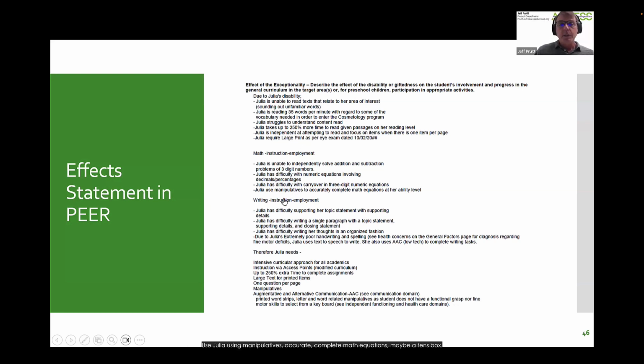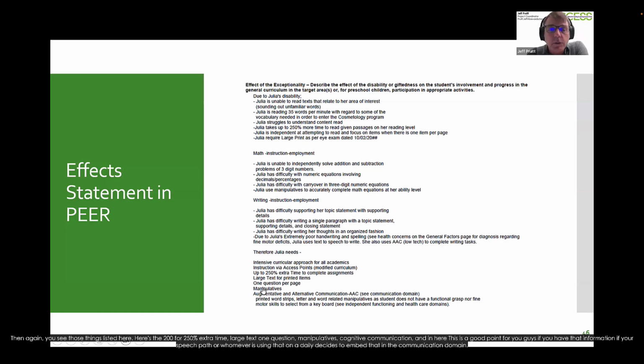So I've listed some items here. Julia uses manipulatives, accurate, complete math equations, maybe a tens box. She's got poor handwriting, so she uses text-to-speech, and she also uses AAC low-tech to complete writing tasks. We could have said whatever adaptive device, whether it be a large pencil or a grip of some sort, whatever it was. Then again, you see those things listed here. Here's the 250% extra time, large text, one question, manipulatives, augmentative communication.